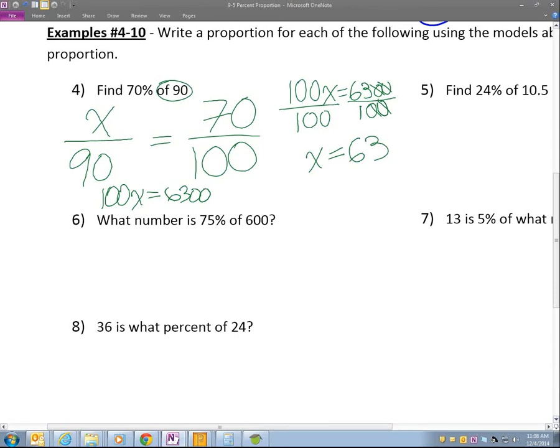Now, do I have to rewrite it as 63%? No, because we're not looking for a percent. We found the percent. We're finding 70% of 90. Okay? Any questions?